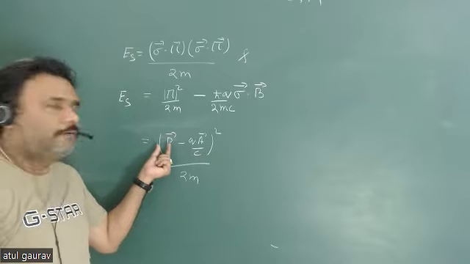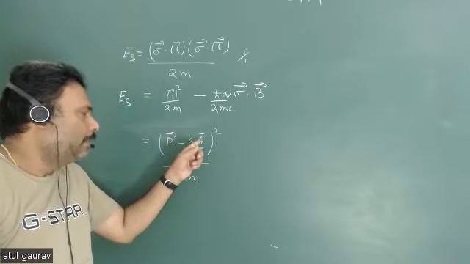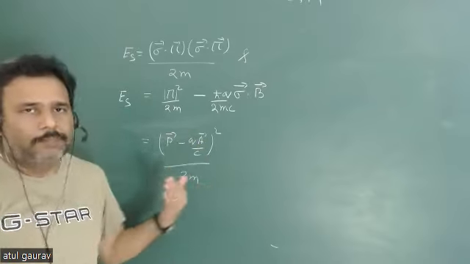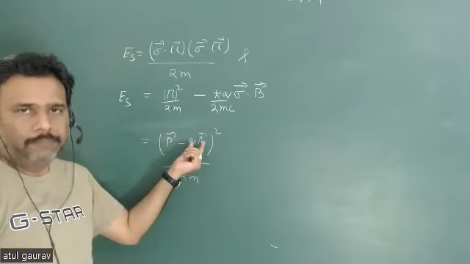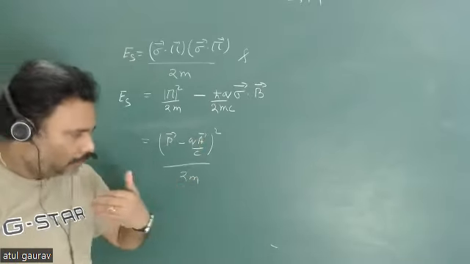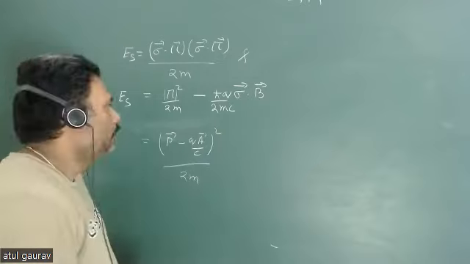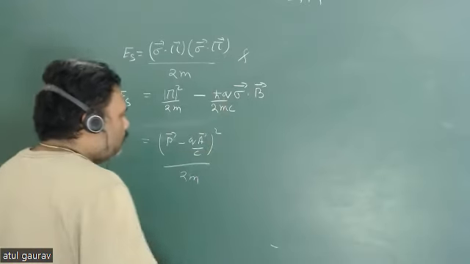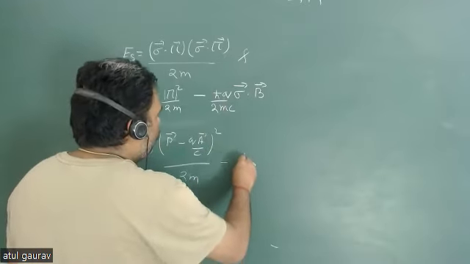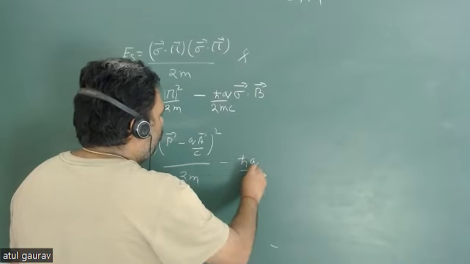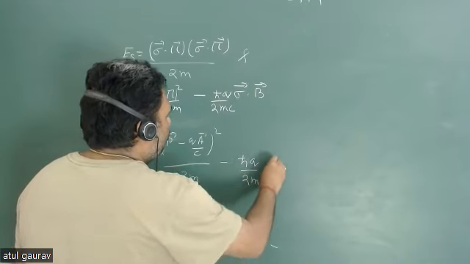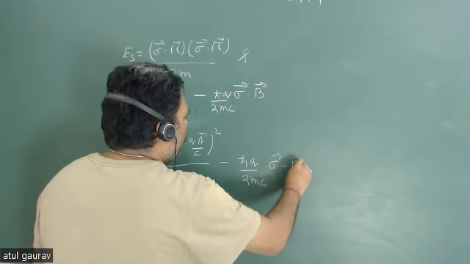Whatever be the momentum for a free particle, if you are giving the field, obviously that momentum is going to change according to the direction of that field. So this is all about the translation motion. But what about this thing? This thing is very interesting. Now look here: minus h cut q upon 2mc sigma dot b.